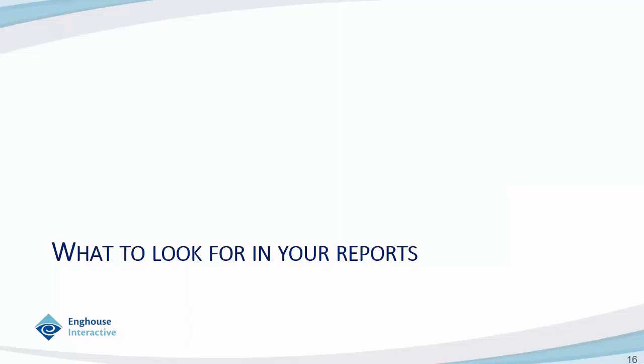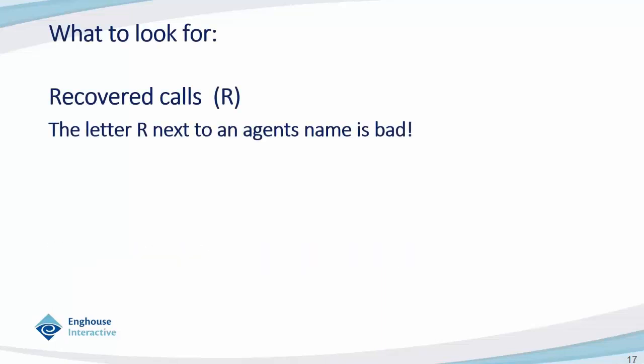Now, let's talk about some of the things that you should be looking for when you run your reports. Recovered calls, that is a biggie. As we talked about a few minutes ago, a recovered call means that a call came into an agent, it rang for 15 seconds, and they did not answer that call. A queue call specifically, not a direct call. The system pulls it back into the queue and delivers it to the next most idle agent. It would then register an R next to that agent's name for that call.